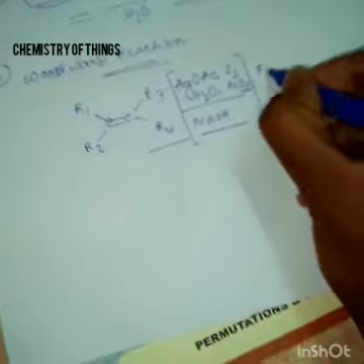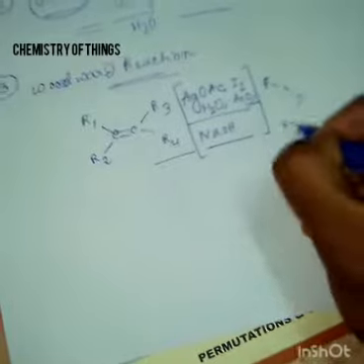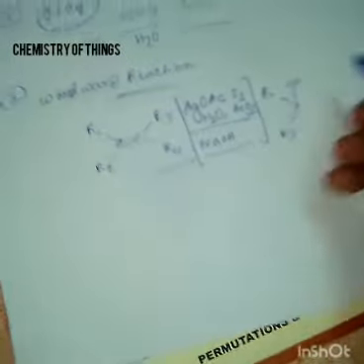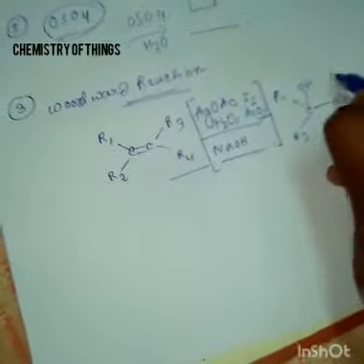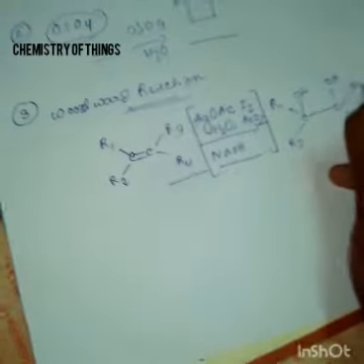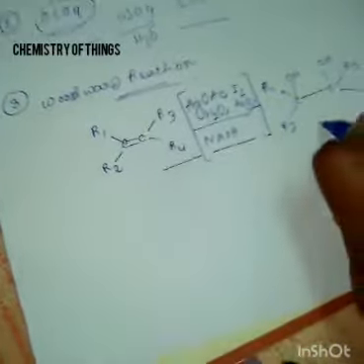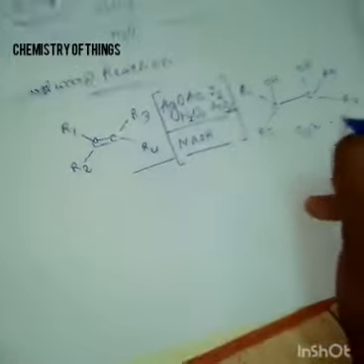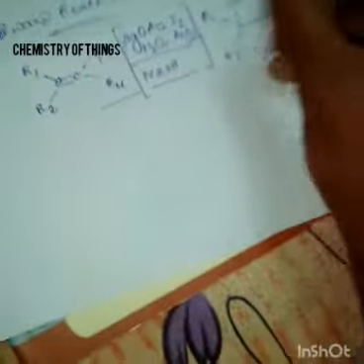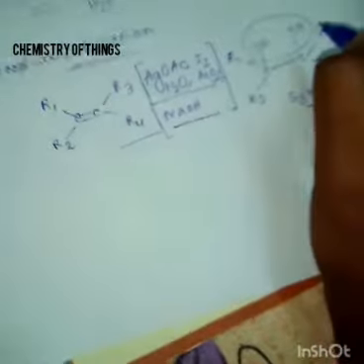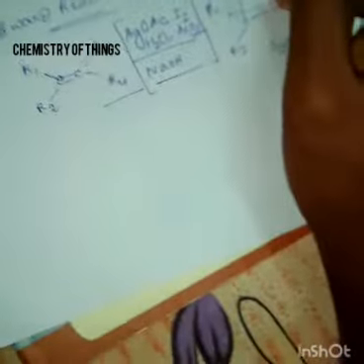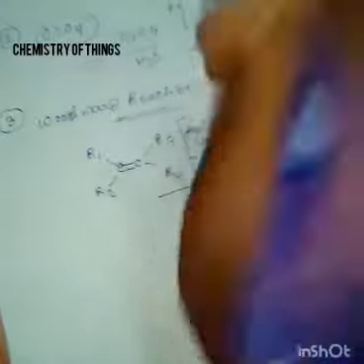So what will happen? A diol is formed. This is a syn addition. As you can see, both the OH groups are attached in the same direction, that is upward.